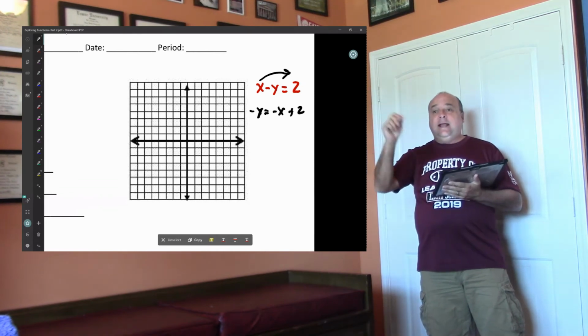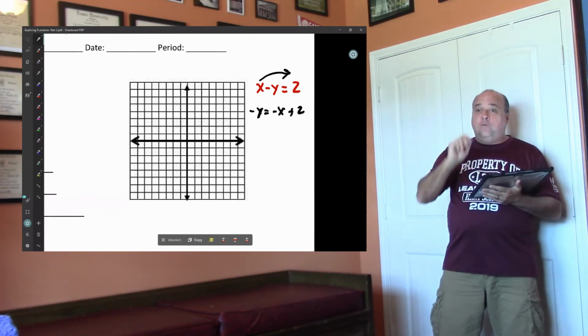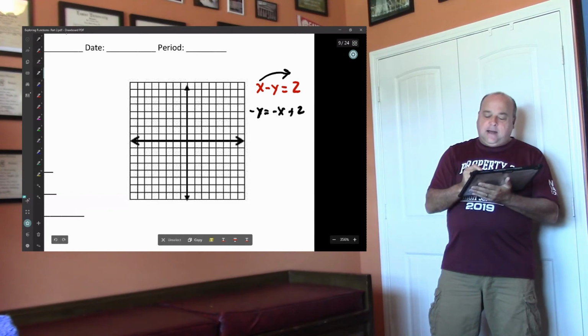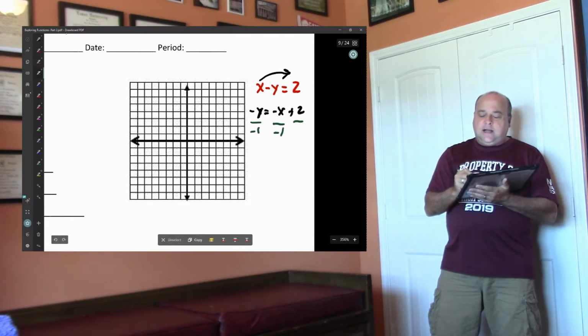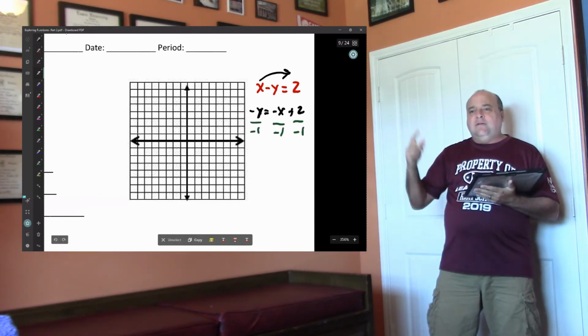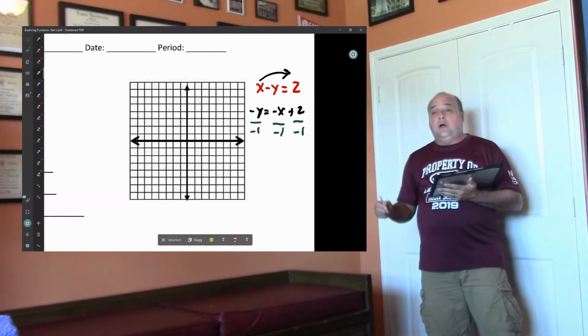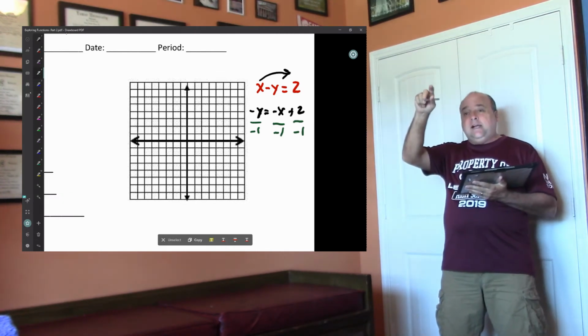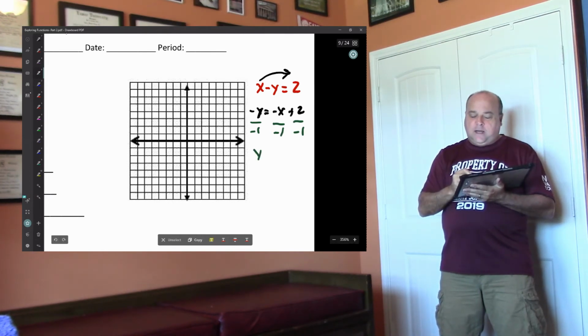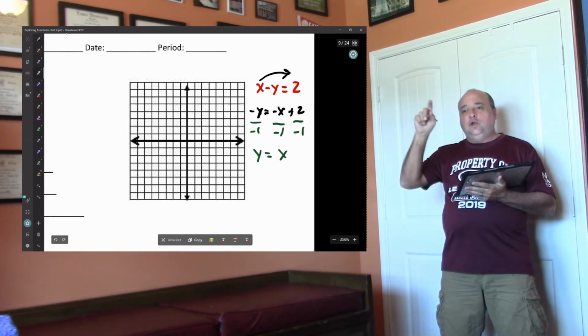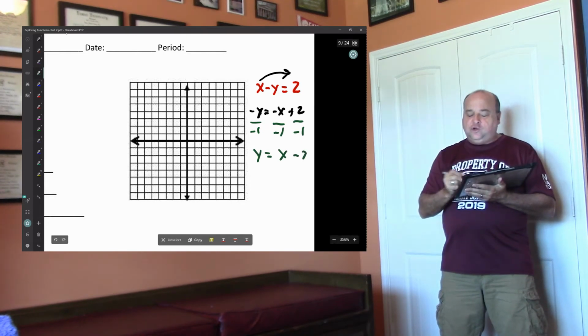Now we've got a negative y, don't we? Which is a negative 1, right? So I need to divide by negative 1 three times. If you have a negative y, basically it's a negative 1. You just divide. Basically, you're switching all the signs. So now my negative y will turn into a positive y. My negative x will turn into a positive x. And 2 divided by negative 1 is negative 2.